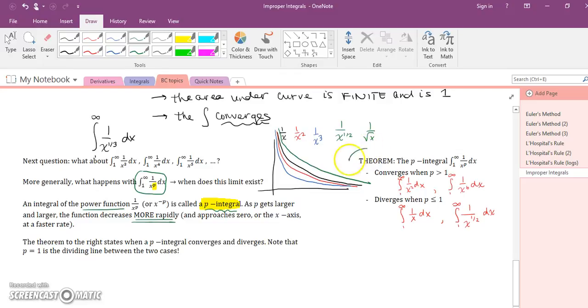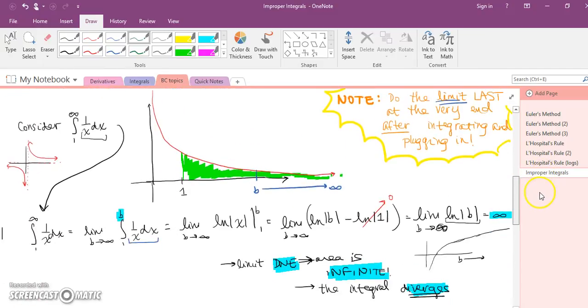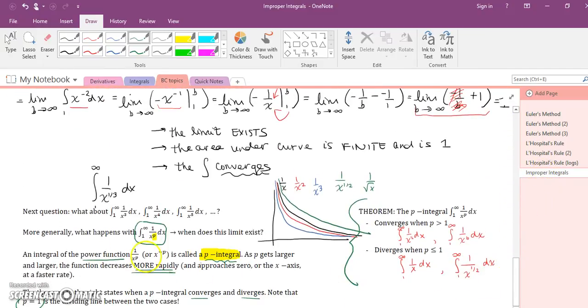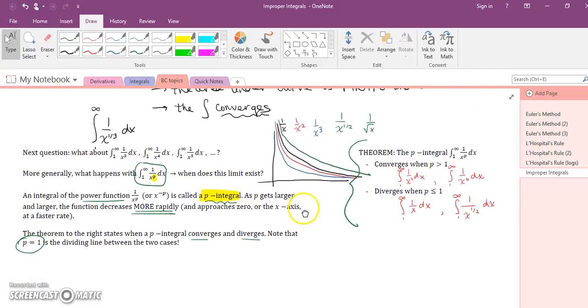The theorem right here states what the rule is. It tells you when the p integral will converge and when the p integral will diverge. Notice p equals 1, which is what we did right here, is the dividing line between the two cases. So the theorem says if I have 1/x to the p, it's going to converge if my exponent in the denominator is larger than 1. So 1/x squared, 1/x to the 6th, etc. If p is less than or equal to 1, so here p is equal to 1, I have a little exponent of 1 there, or if it's anything less than that, then the limit will not exist. The area is infinite and the integral will diverge.